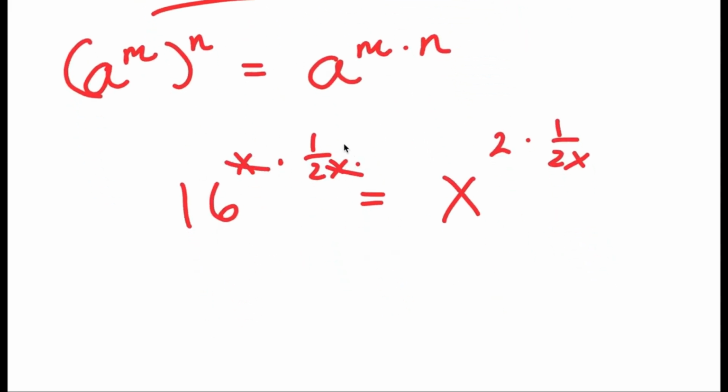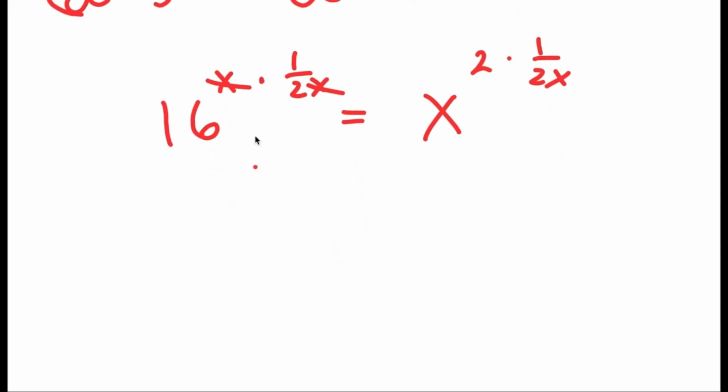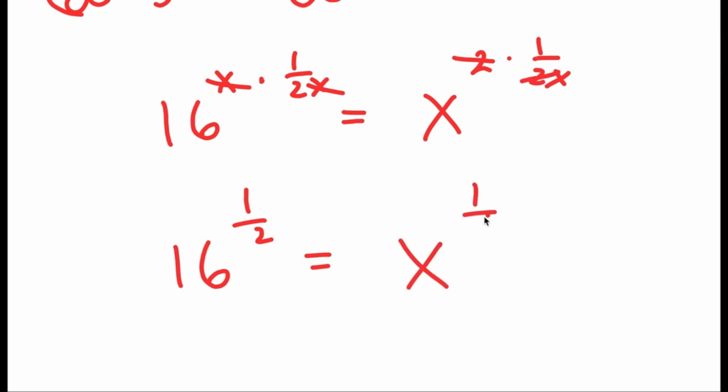Now, the x and x cancel out on my left-hand side because they multiply out. So I'm left with 16 to the power of 1/2 on my left-hand side. And for my right-hand side, the 2's cancel out. So I'm left with x to the power of 1 over x.